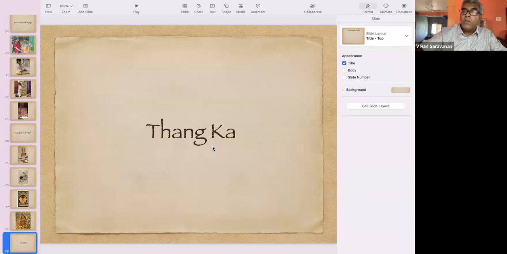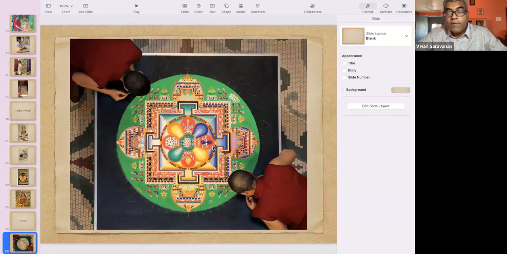And next we go to Tanka paintings. Tanka paintings mostly belong to the Himalayan Buddhist school. You could find them in Sikkim, Western Arunachal Pradesh, especially the Tawang region. Then you find them in Lahaul, Spiti of northern Himachal, then Dharamshala and the Ladakh region.